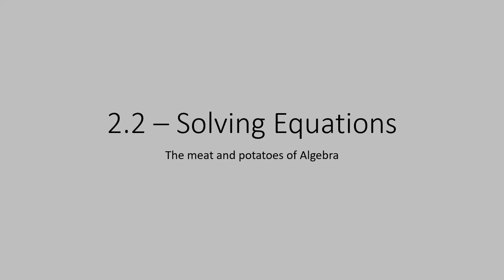Chapter 2, Section 2 is about solving equations, and this is really the meat and potatoes of algebra. When you think of algebra, you think about solving for x or solving for a variable. And that is absolutely the main thing that we do in algebra. It's not always a super simple process, but fundamentally the things we discuss in Chapter 2, Section 2 are like the framework for how we go about doing that.